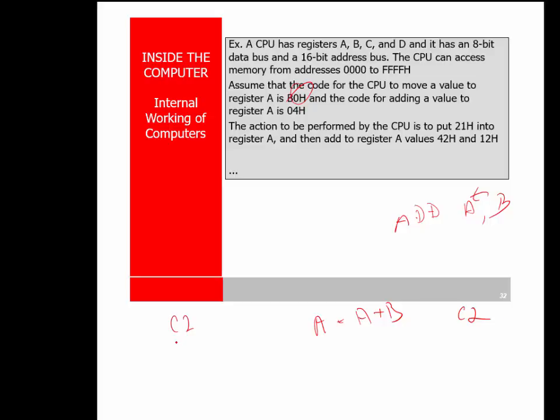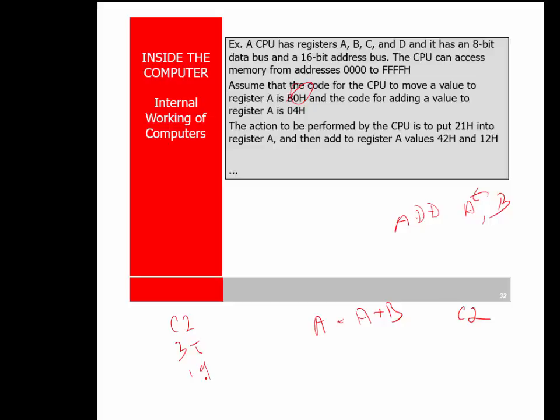My code would look like C23519. That would be what my program would look like, a series of hex numbers. So that's what the assembler does for us now. It takes our program and converts it to a series of hex numbers.